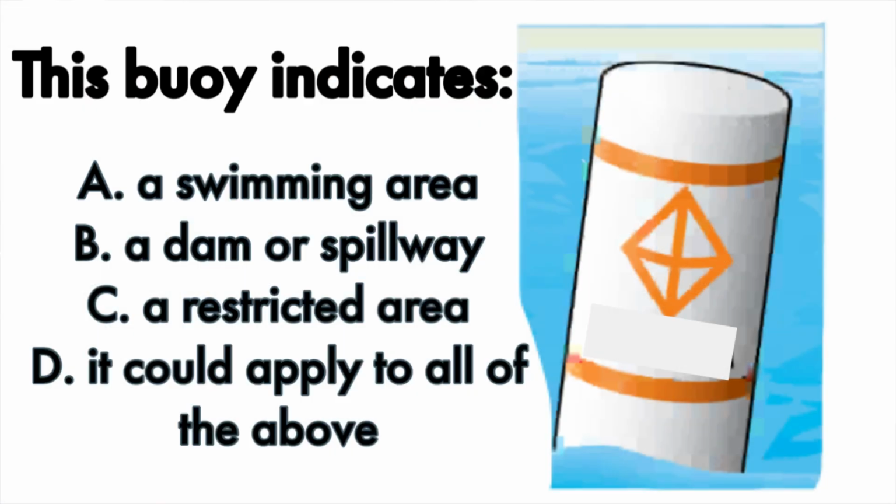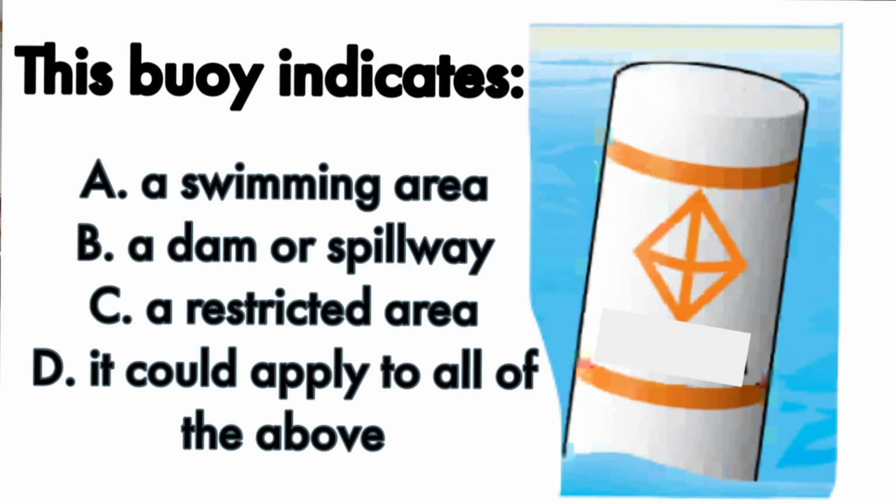Here's the next one. This buoy indicates A, a swimming area, B, a dam or spillway, C, a restricted area, or D, it could apply to all of the above. All right, so let's take a look at questions 2 and 3.